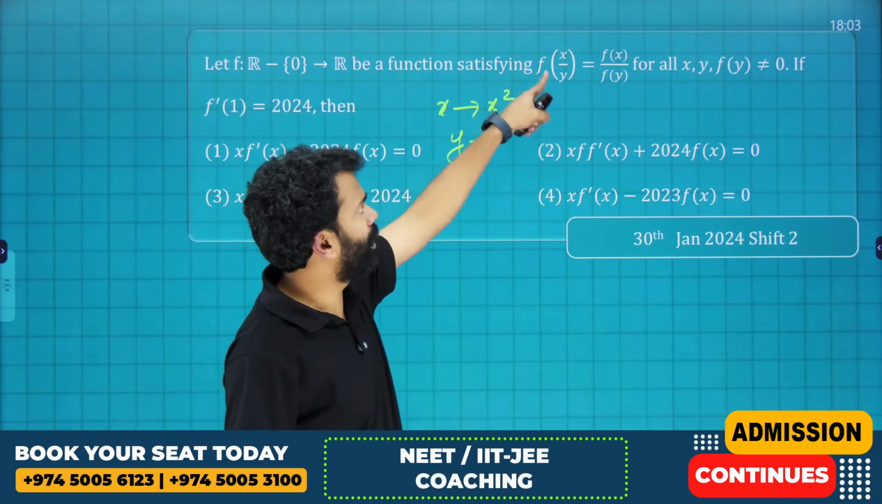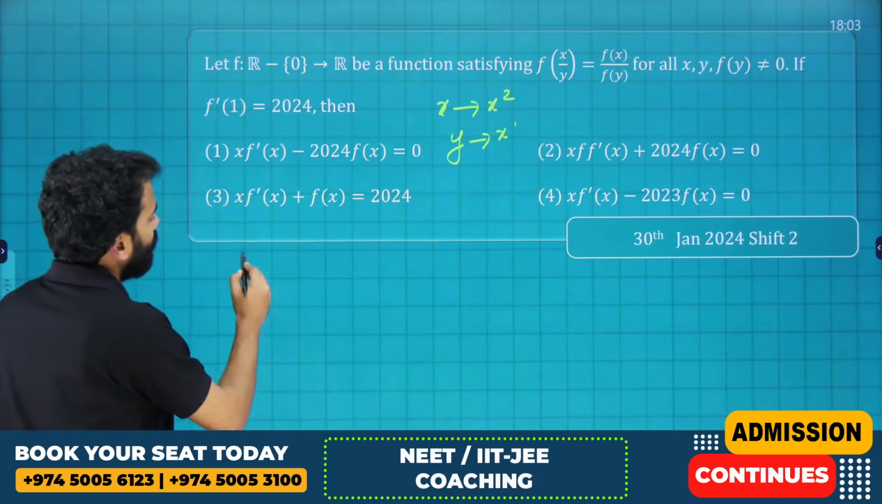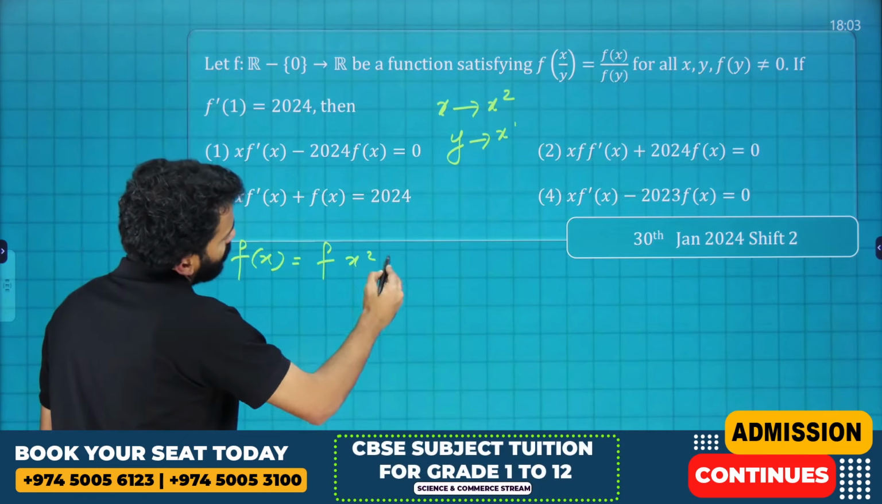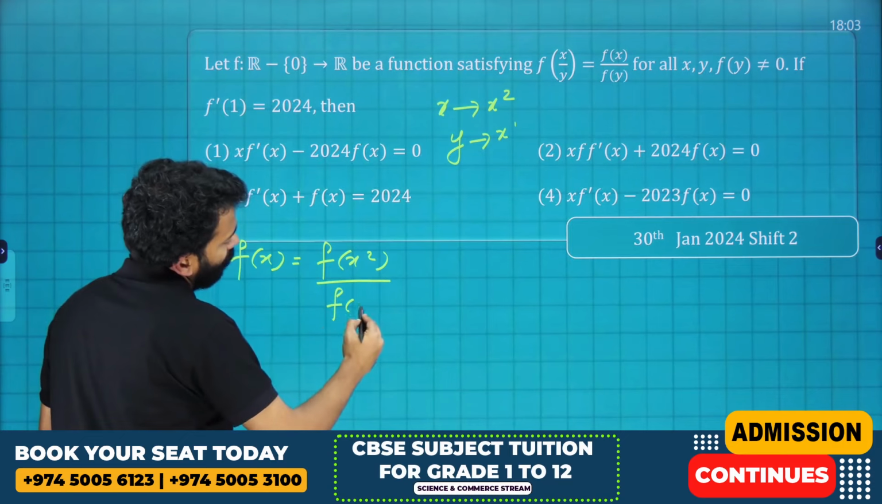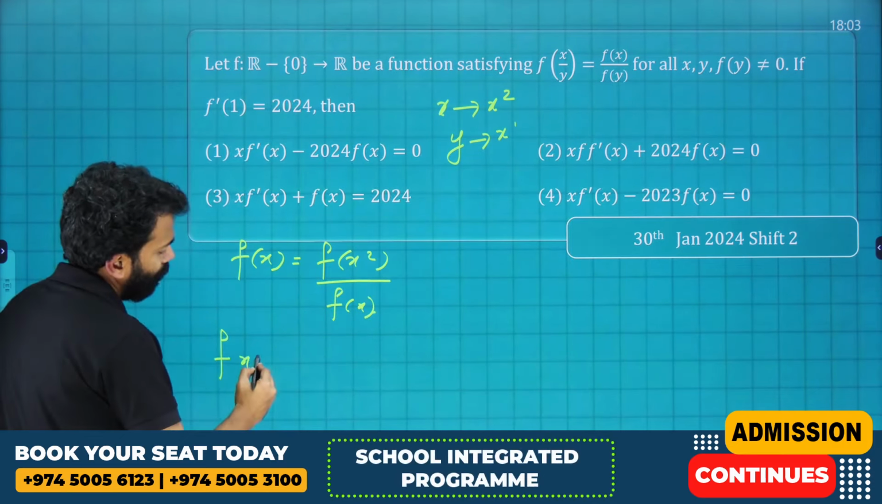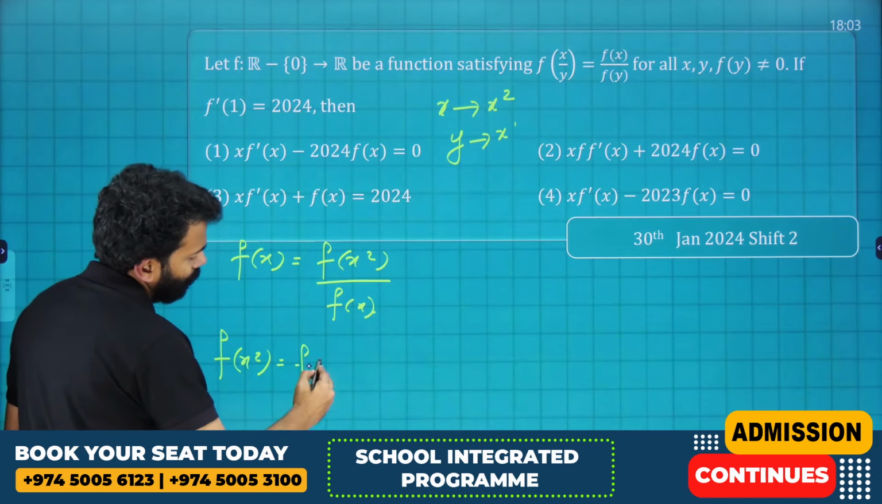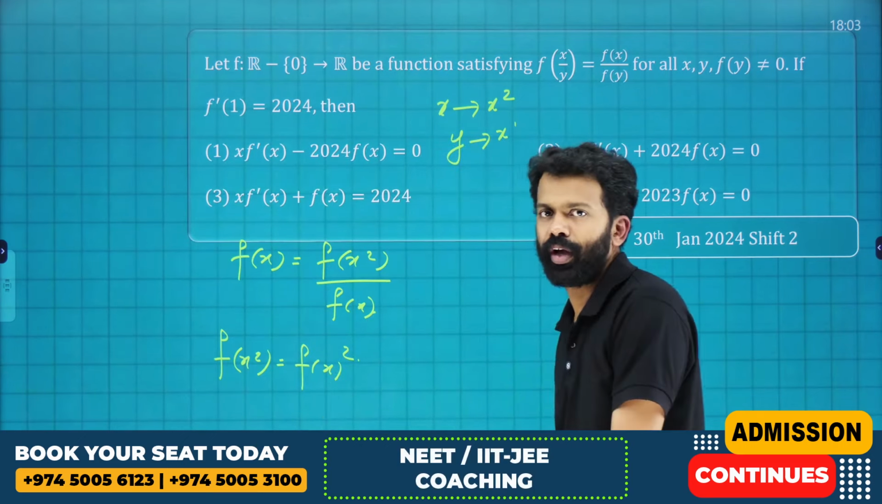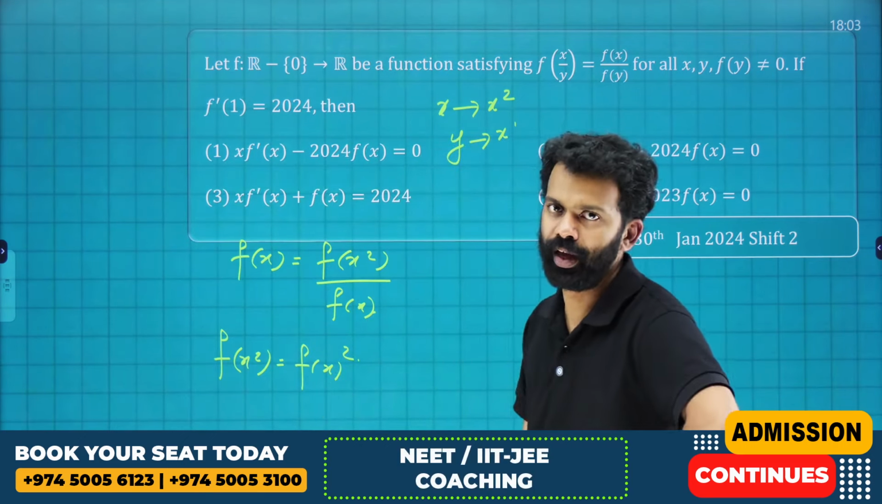So what is x square by x? That is f of x, right? That is f of x is equal to f of x square divided by f of x. Therefore, cross multiply and you will get f of x square is equal to f of x the whole square.